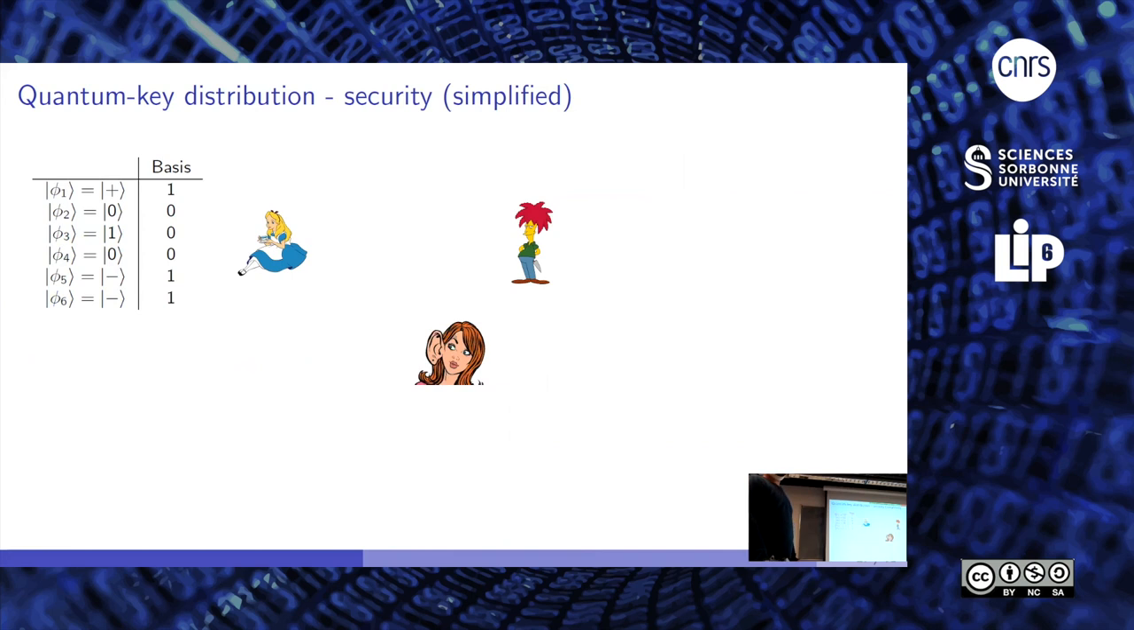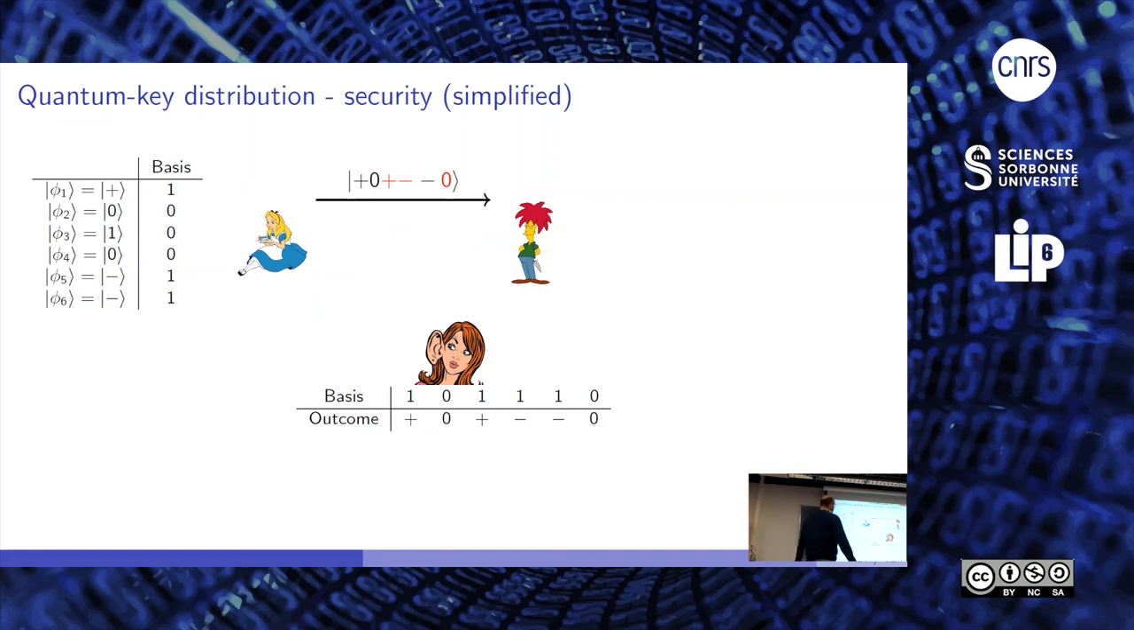So let's have a very simple attack that Eve does. The simple attack is that Eve will pick some bases and measure the qubits in these chosen bases. So I'm not claiming it's the most general attack, but let's just see what happens in this case. Let's say that Eve picks 1, 0, 1, 1, 1, 1, 0 as bases, and she measures the state according to these bases.